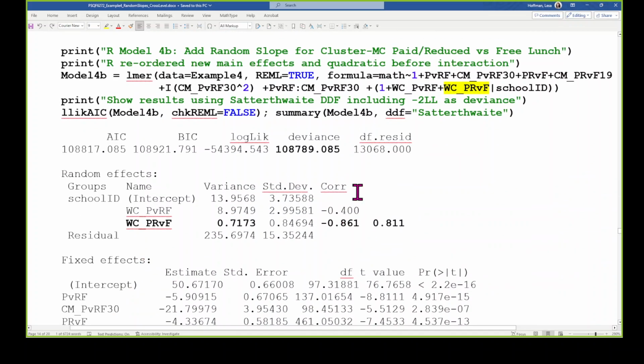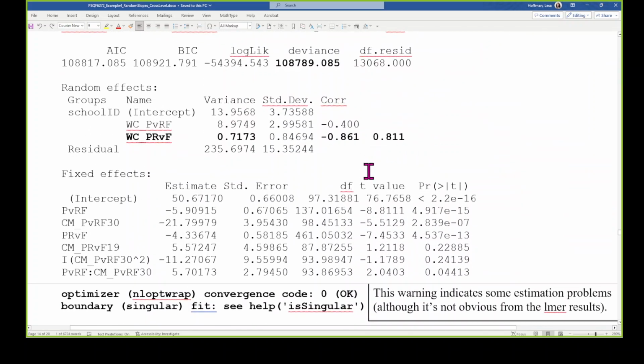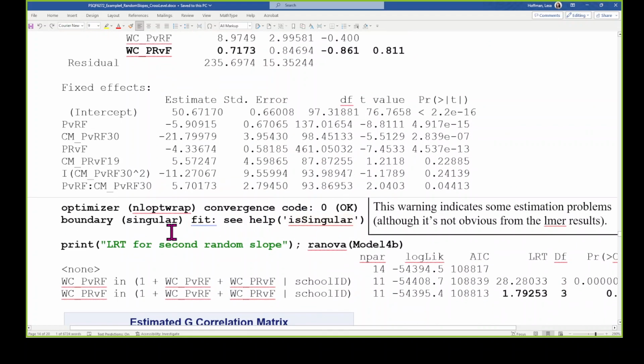In R, we have the same thing here, so new random slope, and R's like, I got this, it's fine, except when you go down here and then you see this. Does 0 mean okay, Vladimir? No. I don't understand this error message. Boundary, singular, see help is singular, code 0, okay. It's fine. No, that means that there's 0 things that are okay with it. My okay level is at 0.